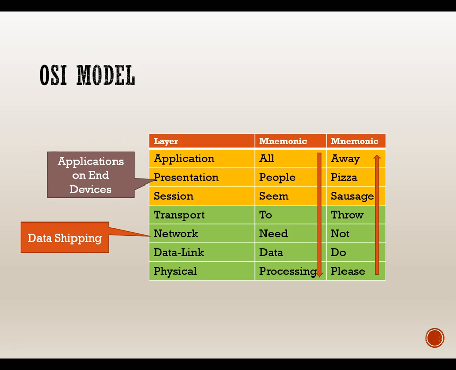The OSI model itself, and then here is the image that represents data shipping and end application. So the mnemonics to remember these things, if you want to go from the top down: all people seem to need data processing, the A and the A and the P and the P and on down.